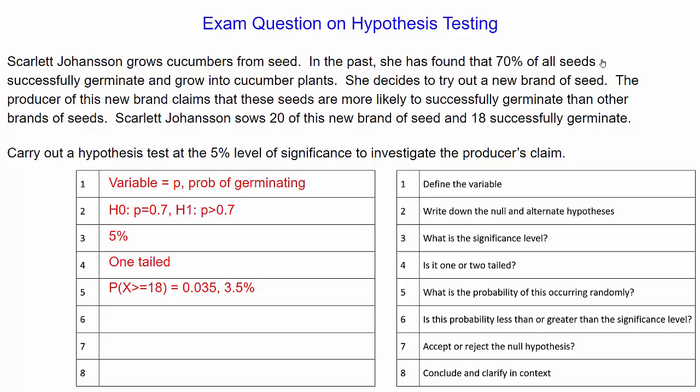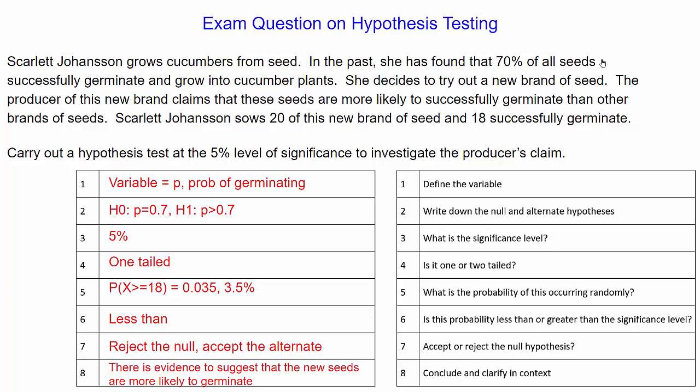So now, crunching the data through, the probability that x is greater than or equal to 18, what was the chance of that happening anyway? It's 3.5%. How does that compare to our significance level? Well, that's less than the significance level. So there was quite a small chance of that happening if the probability remained at 0.7 or 70%. So therefore, because that probability is so small, I'm going to reject the null hypothesis and accept the alternative one, that there is evidence to suggest that the new seeds are more likely to germinate. So p is greater than 0.7.